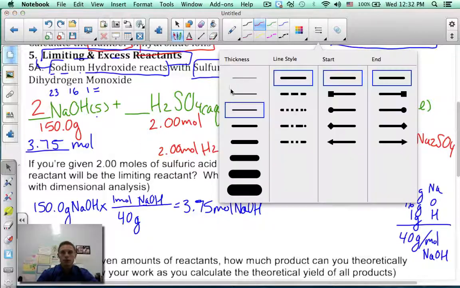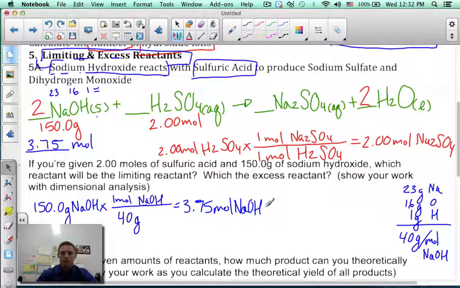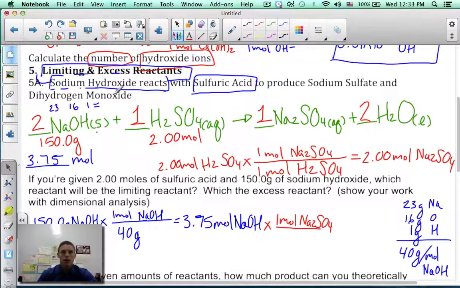So now I multiply my 3.75 moles of sodium hydroxide and convert this into sodium sulfate so I can compare it with this 2 moles. What do I get? If I have 1 mole of sodium sulfate, where did I get this 1 from? All these 1s, by the way, I got from right here and here, from the balanced reaction. When we do stoichiometry, we use the coefficients from the balanced reaction to convert.